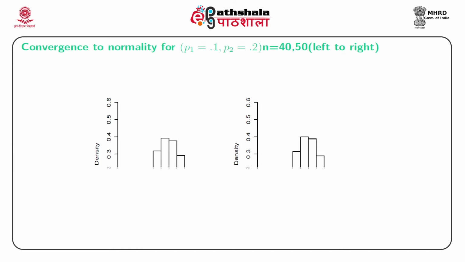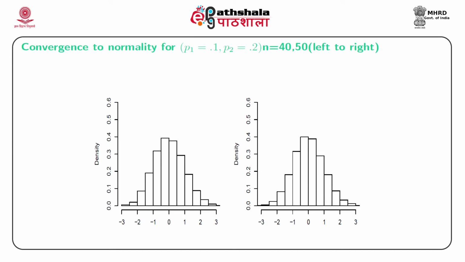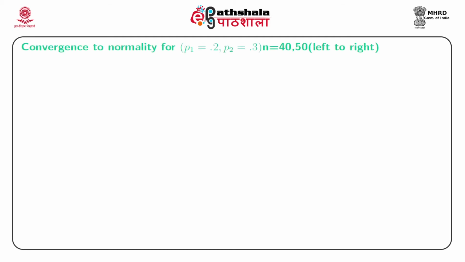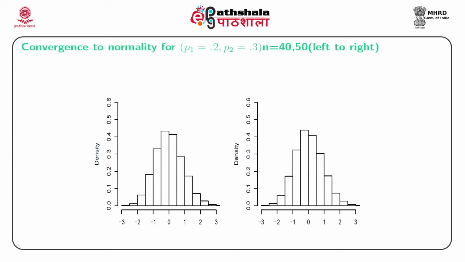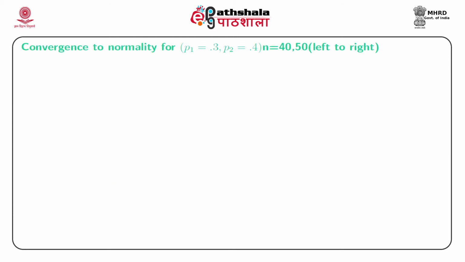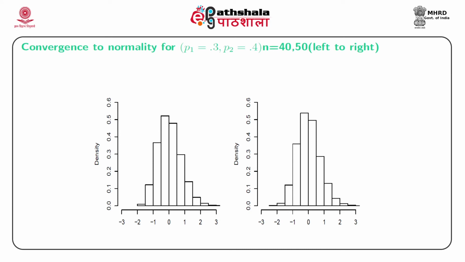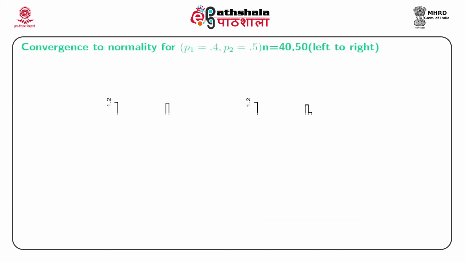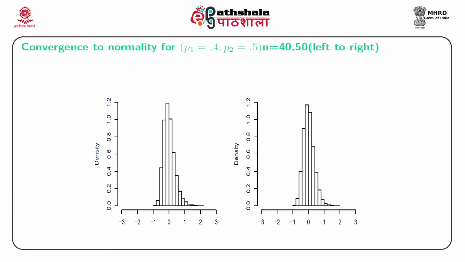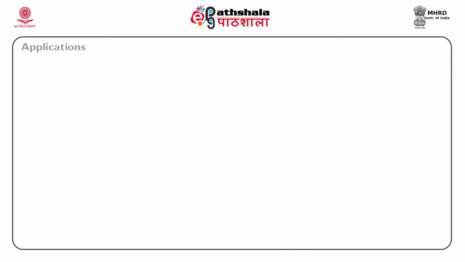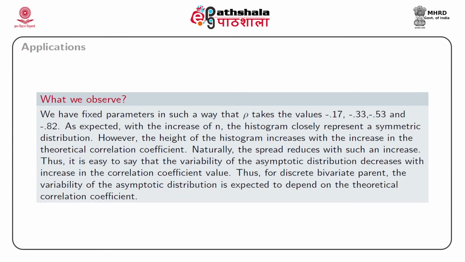In our first figure, we have histograms for p1 equal to 0.1 and p2 equal to 0.2, and n as 40 and 50. In the second figure, the parameters are p1 equal to 0.2, p2 equal to 0.3, and for the third figure, p1 is 0.3 and p2 is 0.4. Finally, we have convergence to normality for p1 equal to 0.4 and p2 equal to 0.5, for both n equal to 40 and 50. So, what do we observe? We have fixed parameters in such a way that rho takes the values minus 0.17, minus 0.33, minus 0.53 and minus 0.82.